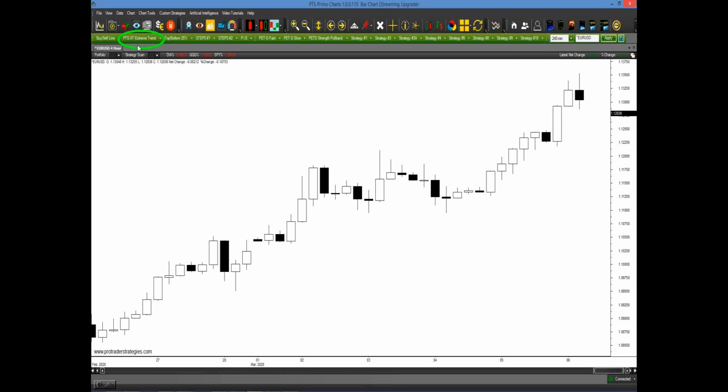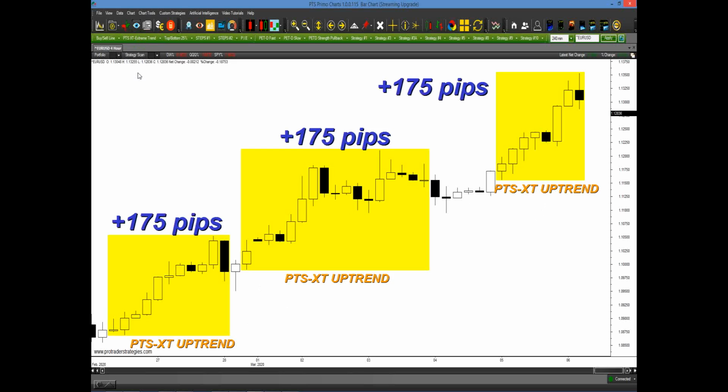Well, we apply the zones. We simply do the same thing on our platform. Click on the PTS XT tab, and we see that we have these really nice zones to the upside. There were no downward zones at all. So we would never have been shorting into this the way most traders trade.